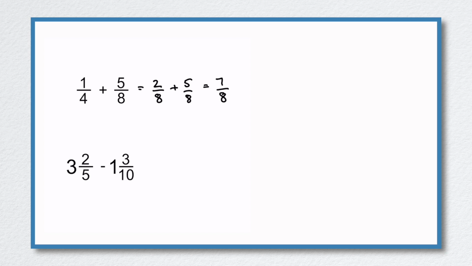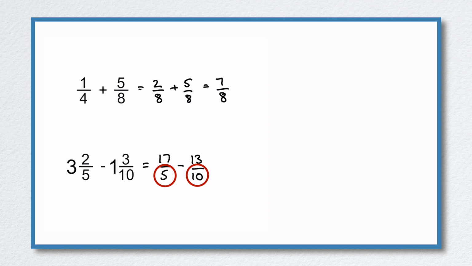What if we had 3 2/5 subtract 1 3/10? Well, as with addition, the first thing I want to do is write any mixed numbers as improper fractions. Well, let's do that. 3 2/5. Well, 3 multiplied by 5 is equal to 15. Add 2 is equal to 17. So 3 2/5 can be written as 17/5. And then we have 1 3/10. Well, 1 multiplied by 10 is equal to 10. Add 3 is equal to 13. So we have 17/5 subtract 13/10.